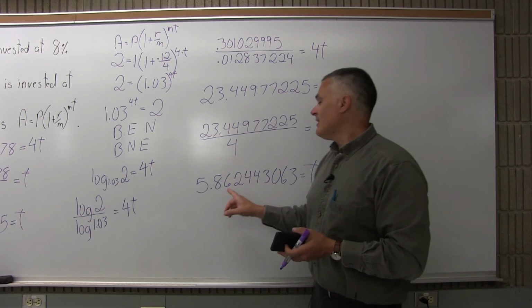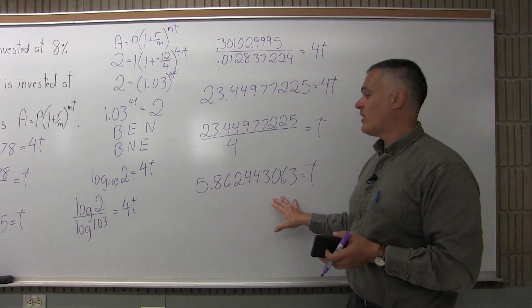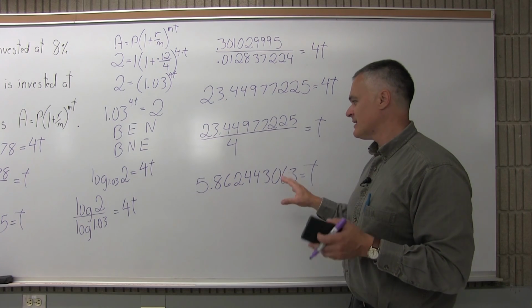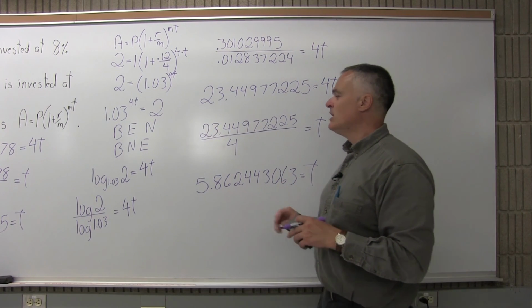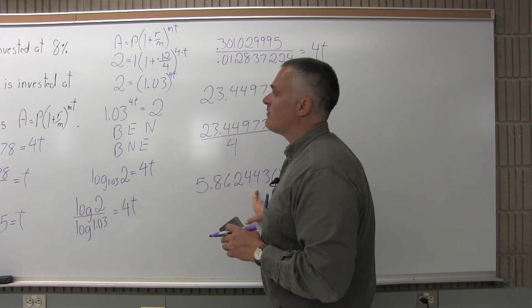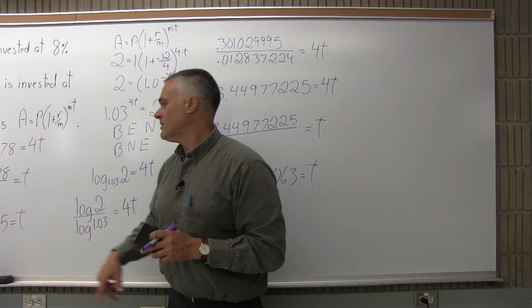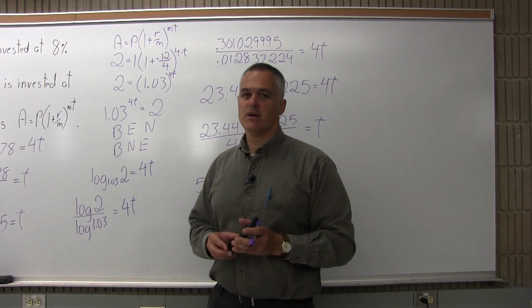So it'll take a little less than 6 years actually for your money to double if you invested at 12% compounded quarterly. I'd guessed, I think, 6.5. I was pretty close. Didn't quite hit it. A little less than 6 years if you invested at 12% compounded quarterly, and about 8 3/4 years if you invest at 8% compounded quarterly.